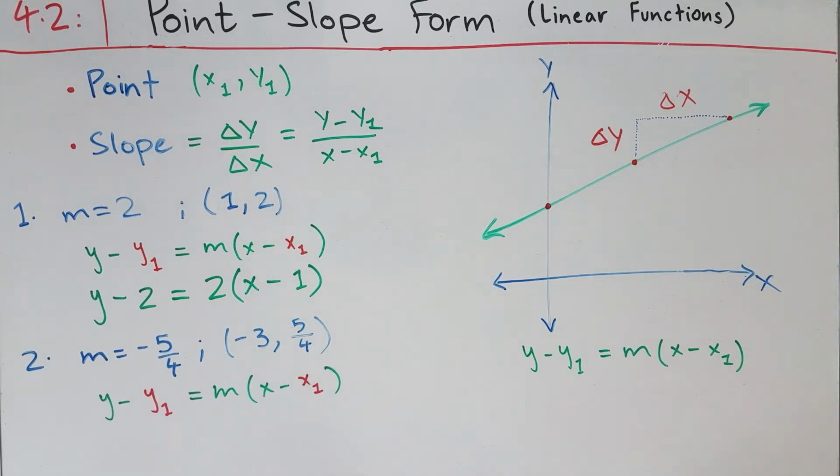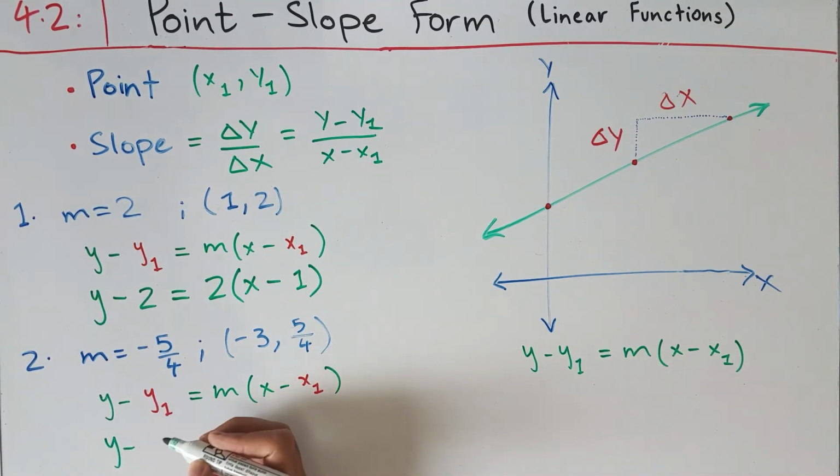So there's my formula, y minus y1 equals m times x minus x1. In this case, we know that the green y and the green x we won't substitute values into these variables. On the other hand, we have y1 and x1 in the red. We will be substituting these values with negative 3 and 5 over 4, respectively. So the point-slope form for this function would be y minus y1.